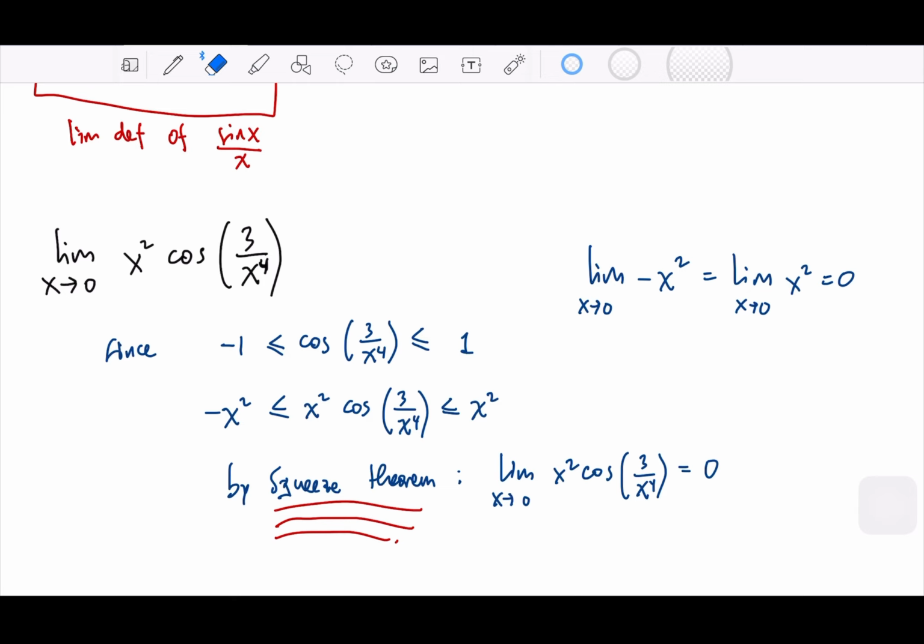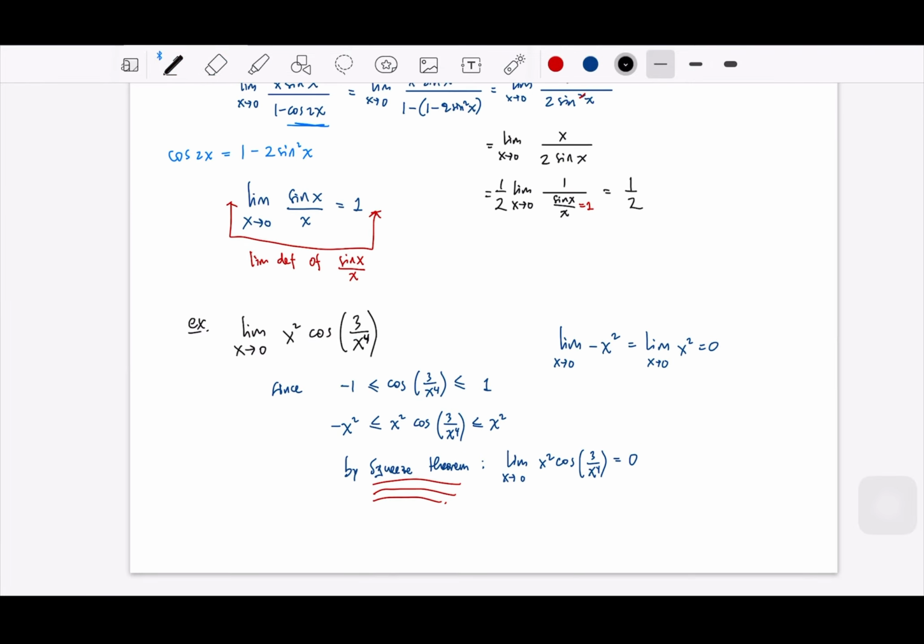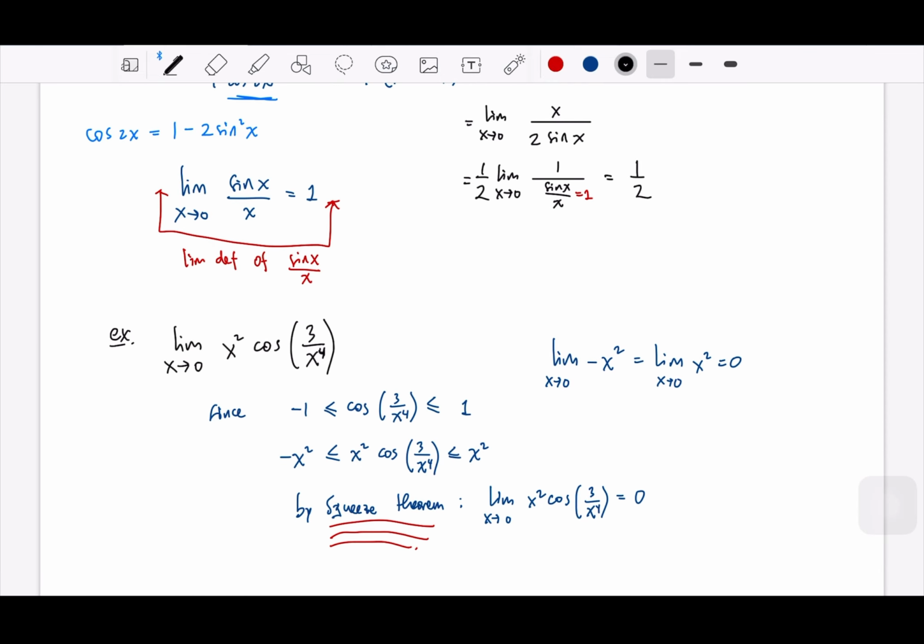Also do with the sine, since sine and cos is... Yes, the same with sine also. Okay, that's a little bit on limit.